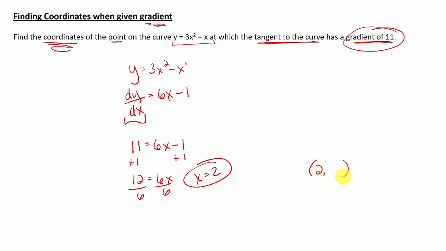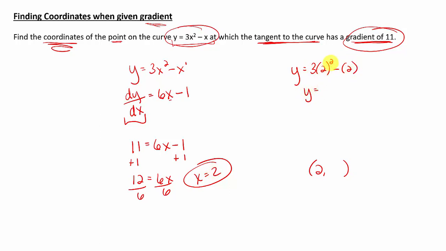I need to do 2 comma, and I need a y value. And to do that, we always go back to the original curve. Guys, that's where you always find y values. You take your original equation, and you plug in your new x value that you found for every x.